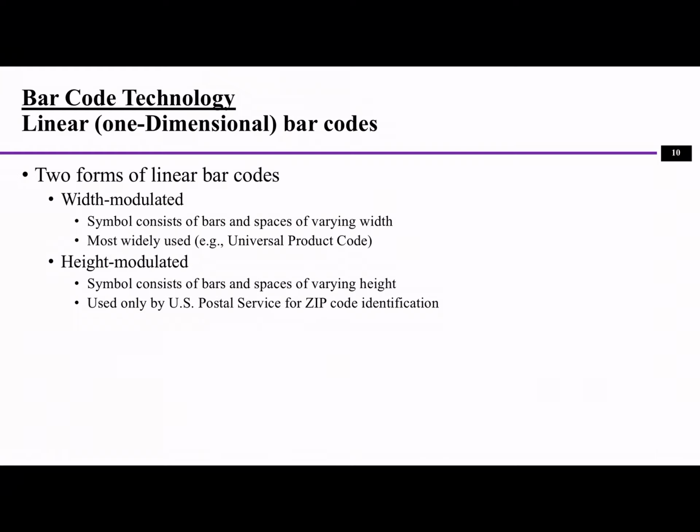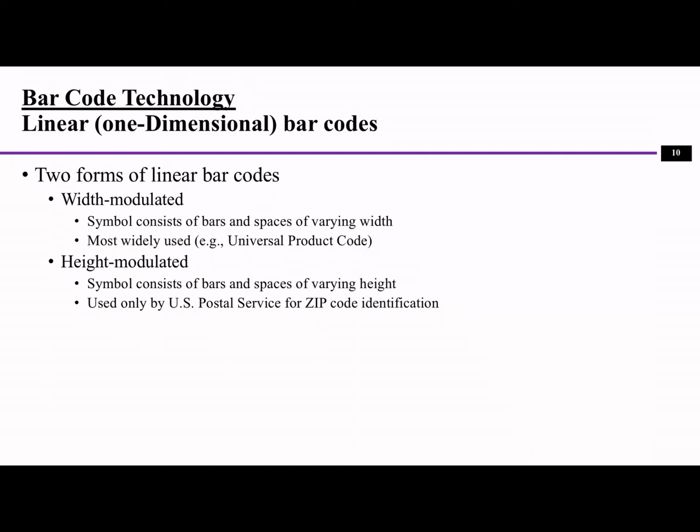Linear barcodes. A couple of different linear barcodes. One is the width modulated. Width modulated, as we just saw before, we can use different widths of the lines to code the information, and it has been used a lot in the universal product code.